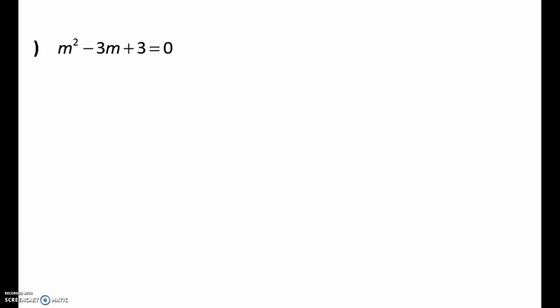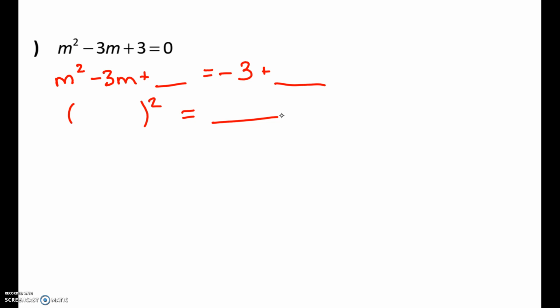We're going to do the same thing we did before. We're going to start off by isolating the variable terms and the constant terms. And we're going to have a plus blank here and a plus blank here that are going to match. Then below, we're going to have a squared term equals something, okay?